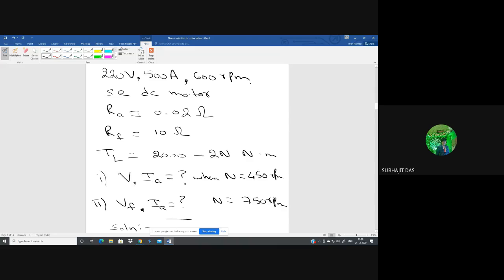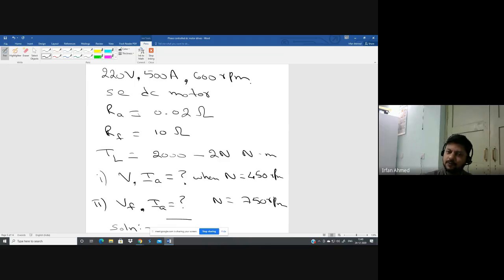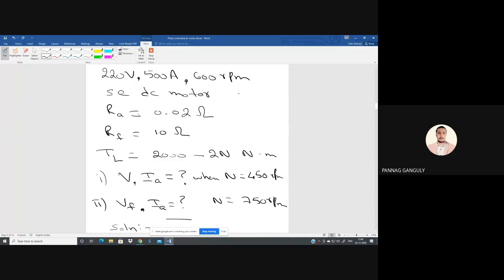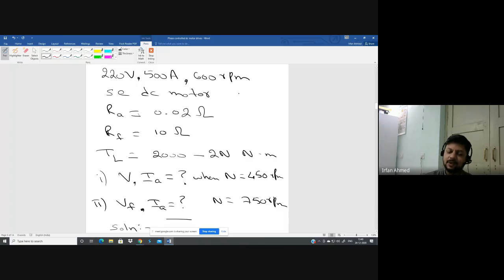Sir, to calculate the field voltage, can we assume that the previous field voltage is 220 volt? No, we don't have to assume. It is 220 volt. Why, sir? How to know, sir? You will apply rated voltage under rated conditions to both the armature winding as well as the field winding. Okay? So if it is a 220 volt separately excited motor, then under rated conditions, 220 volt will be applied to the armature as well as the field. Okay? The field voltage is not separate.